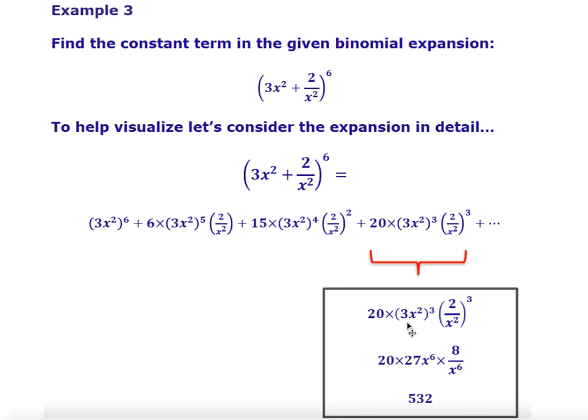And you can see it down here. So I need the 20, I need this a value cubed, which in more detail is of course 27x to the 6th. And then this b value cubed looks like it wants to be 2 cubed, which is 8 over x to the 6th. These guys undo each other, and you get that the constant term, namely the term without a variable, will be 532. That's it.